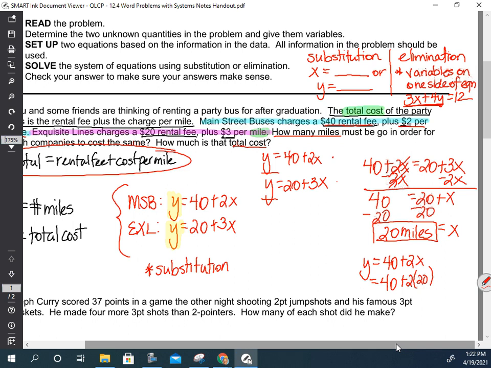So 2 times 20 is 40. 40 plus 40 is 80. So it's going to cost $80 to rent this bus. If I want to go 20 miles, it's going to cost $80.